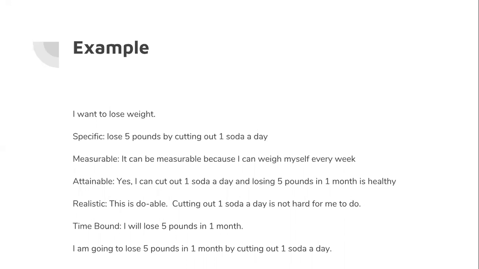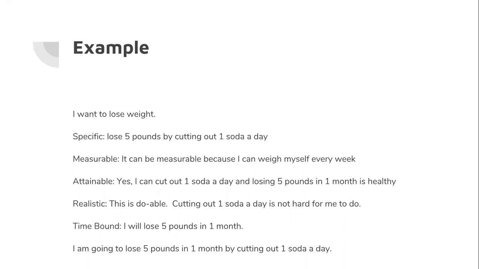Time-bound. I need to add, when do I want to lose those 5 pounds? And I'm going to say in 1 month. Give myself plenty of time. Make sure that I'm doing it healthy. I'm not trying to lose it too fast. And doing it by just slowly changing one thing in my life. So then at the end, it reads, I'm going to lose 5 pounds in 1 month by cutting out 1 soda a day. There is a SMART goal: specific, measurable, attainable, realistic, and time-bound.